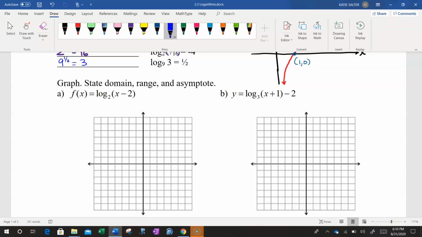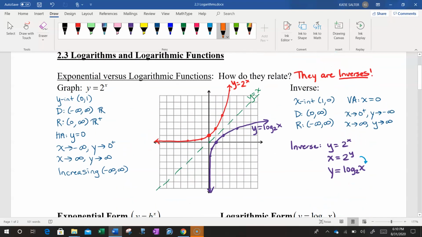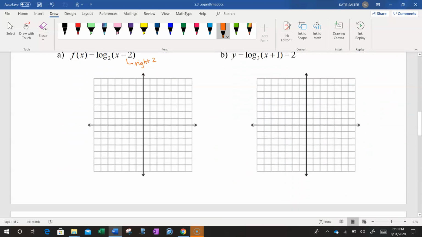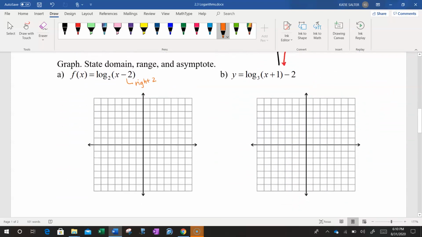So since we're subtracting 2 inside the function, what that tells us is we are going to shift this function right 2. Well, a basic logarithm always has a vertical asymptote at x equals 0. Go back to your beginning. This happens to every basic logarithm. So if we shift it left or right, it's going to shift that vertical asymptote. So instead of our vertical asymptote being at x equals 0, it's now going to be at x equals 2.